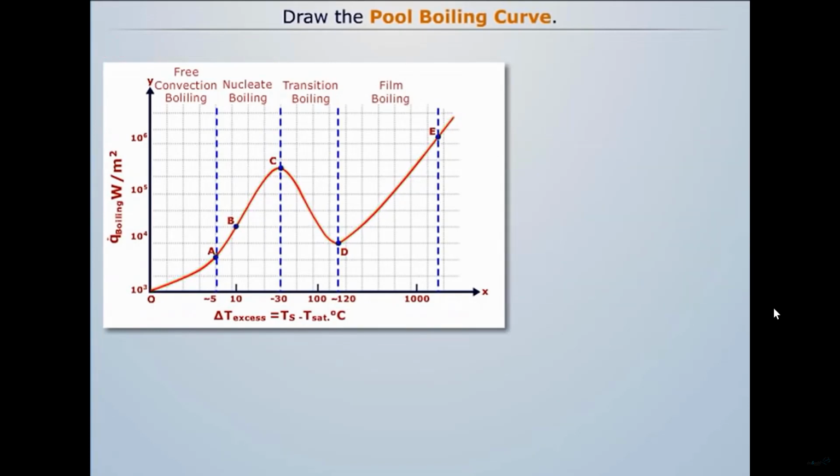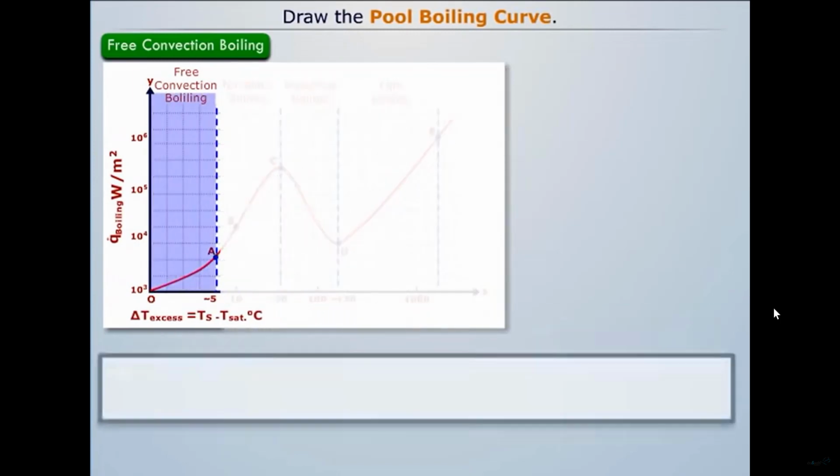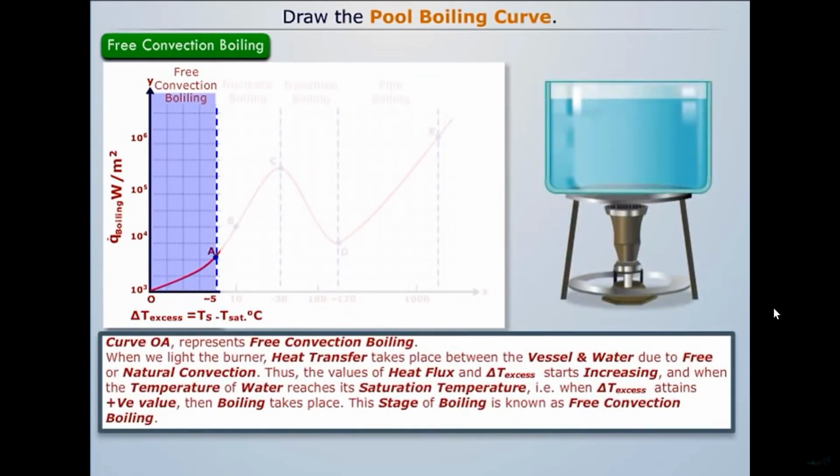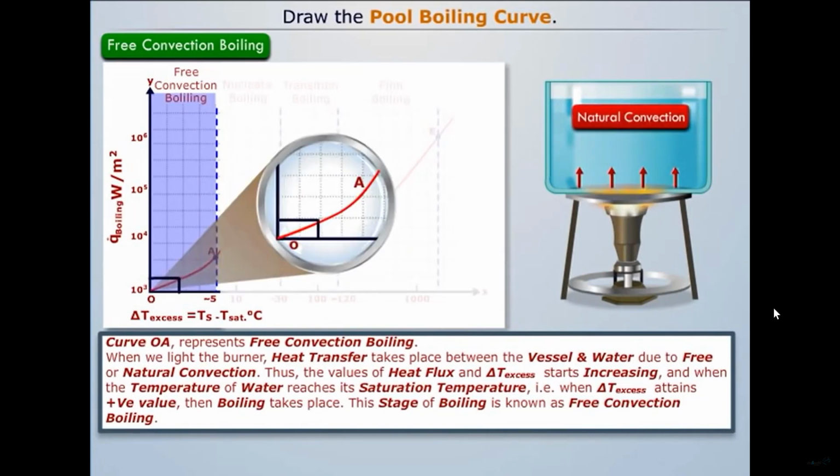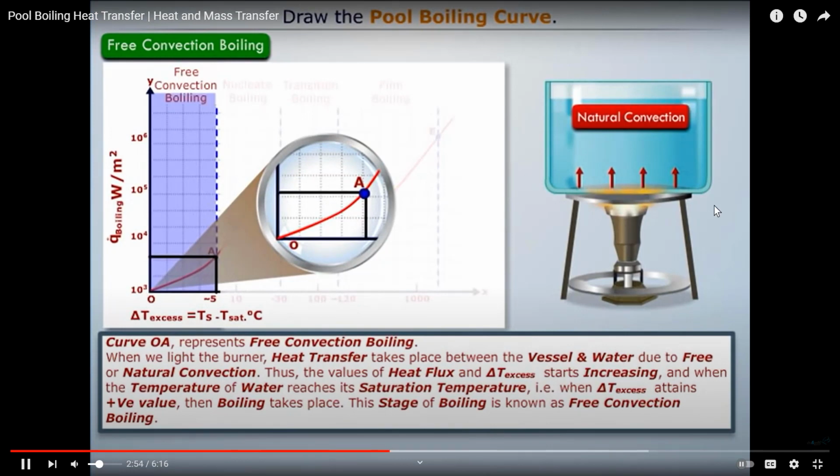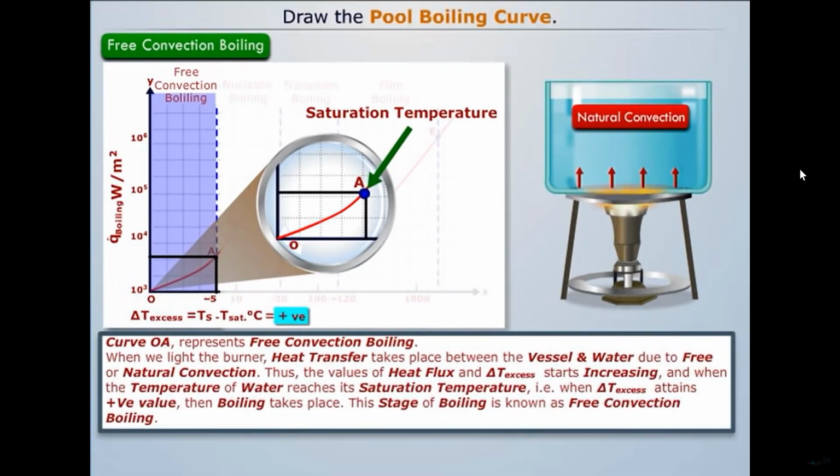Let's discuss curve OA, which represents the stage of free convection boiling. When we light the burner, heat transfer takes place between the vessel and water due to free or natural convection. Then natural convection is stabilized there. We can see that the values of heat flux and delta T excess start increasing. And when the temperature of water reaches its saturation temperature, that is when delta T excess attains a positive value, boiling takes place. This stage of boiling is known as free convection boiling.